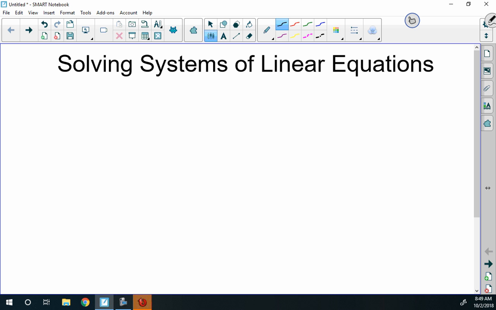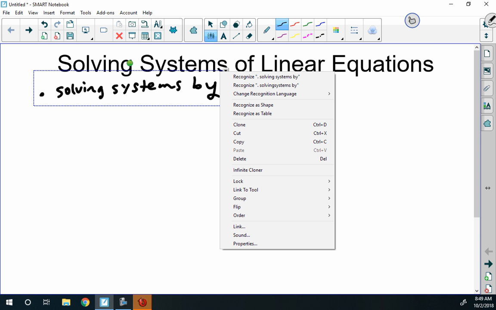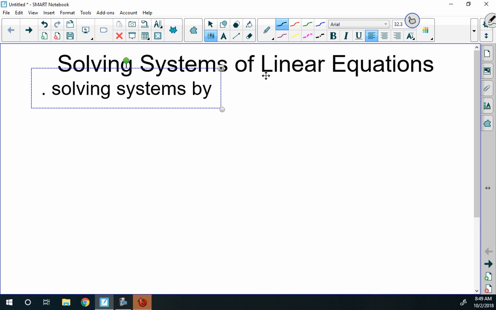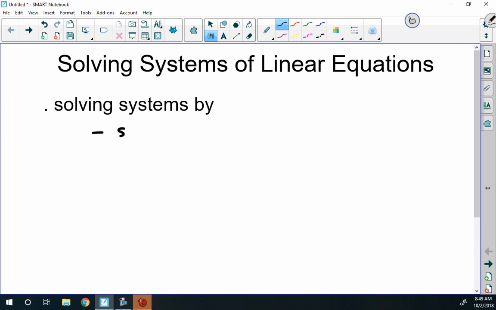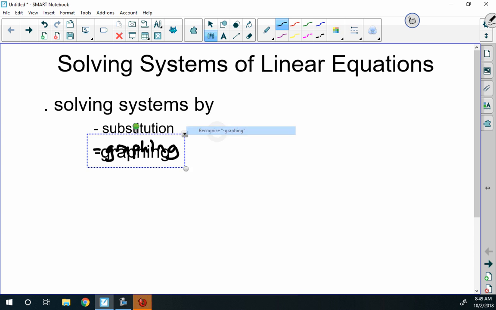So by the end of this lesson, what you should be able to do is to remember or recall solving systems by the following methods. There's several methods of solving systems. One of which is the substitution method. Another method is by graphing.